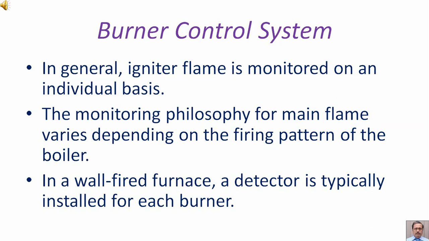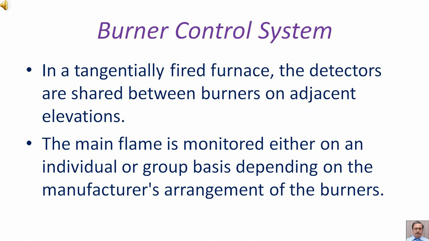In general, igniter flame is monitored on an individual basis. The monitoring philosophy for main flame varies depending on the firing pattern of the boiler. In a wall-fired furnace, a detector is typically installed for each burner. In a tangentially fired furnace, the detectors are shared between burners on adjacent elevations. The main flame is monitored either on an individual or group basis depending on the manufacturer's arrangement of the burners.